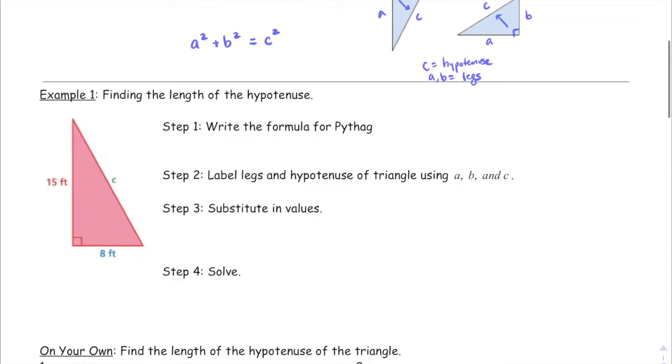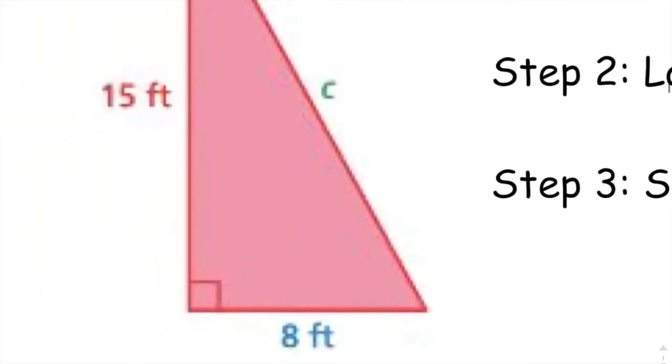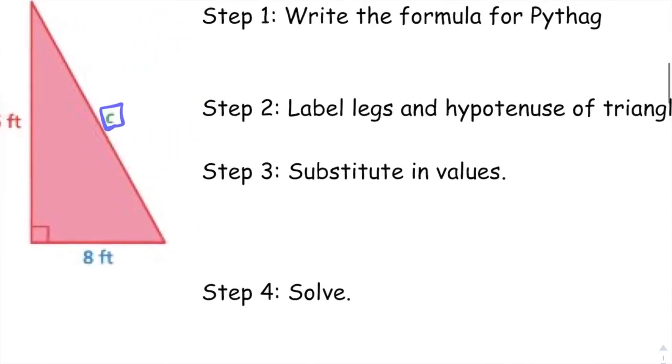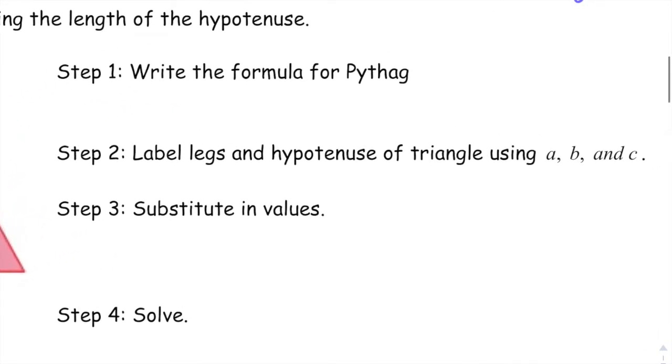Okay, so let's take a look here. There are just 4 steps on how to solve this. Example 1, finding the length of the hypotenuse. As you can tell, I'm trying to figure out how long this letter C is, this side of the triangle. Step 1 is write the formula for Pythag. I just didn't want to write Pythagorean theorem out every single time, so I labeled it as Pythag, or you will hear it in different ways. Your high school teachers will probably say it differently too. So I always write it down: a squared plus b squared is equal to c squared.